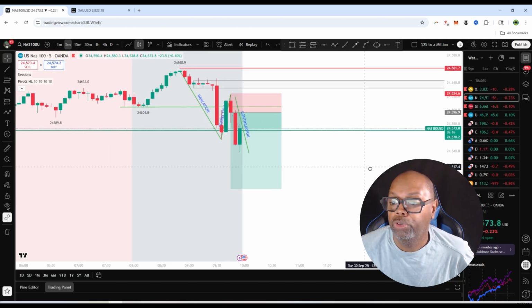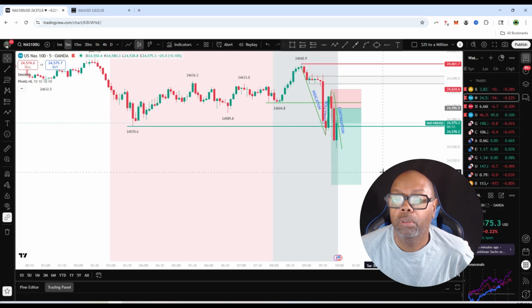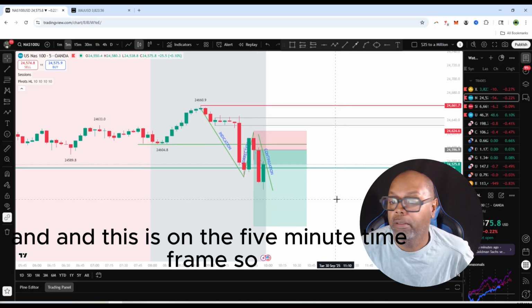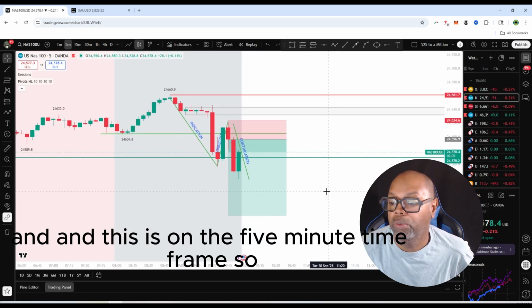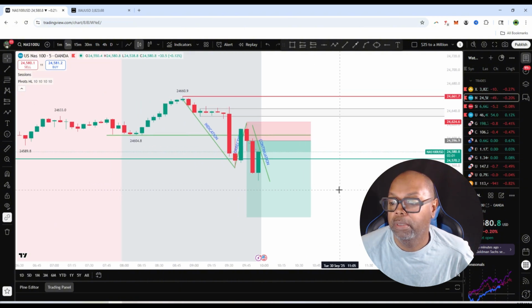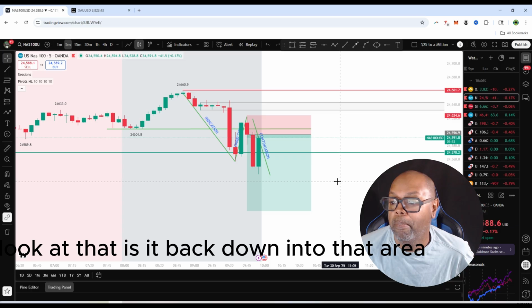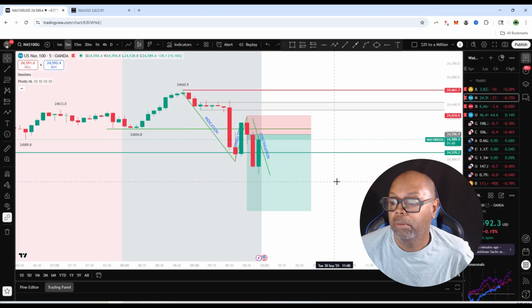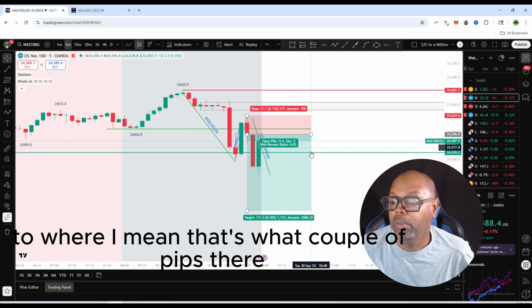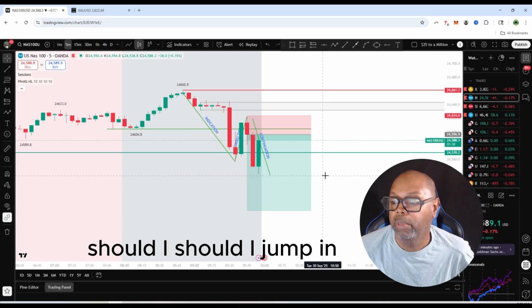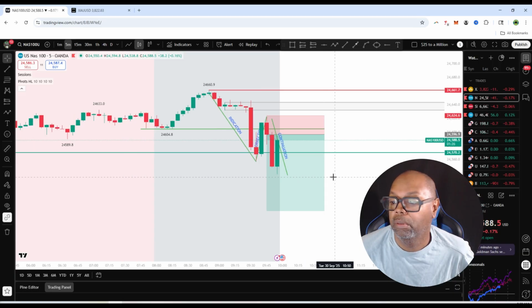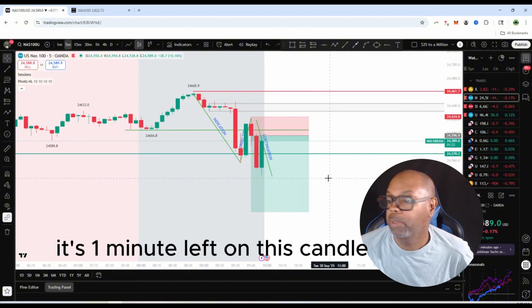Alrighty, and this is on the 5-minute time frame. So Sai did say that it could work on any time frame. Look at that. Is it back down to that area? That is close. It's really close. So let's put a couple of pips there. Should I jump in? It's 1 minute left on this candle.